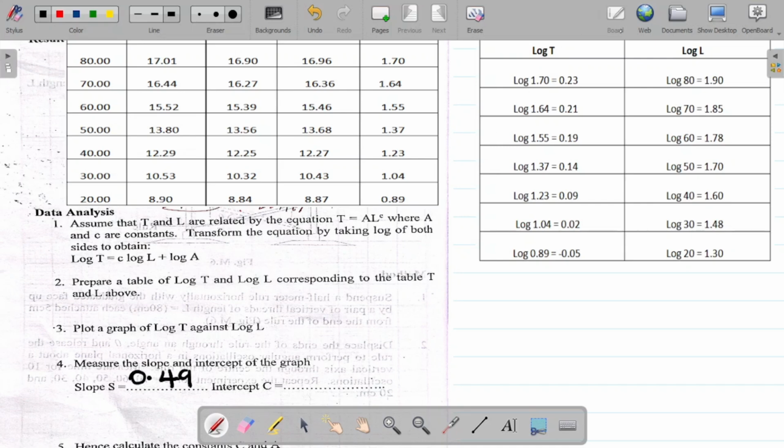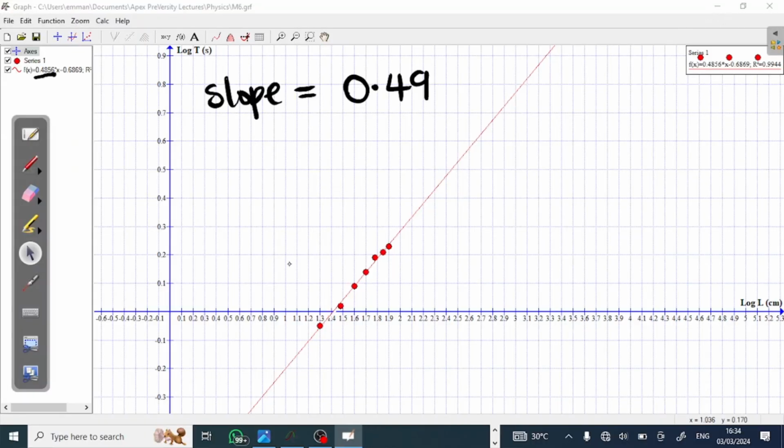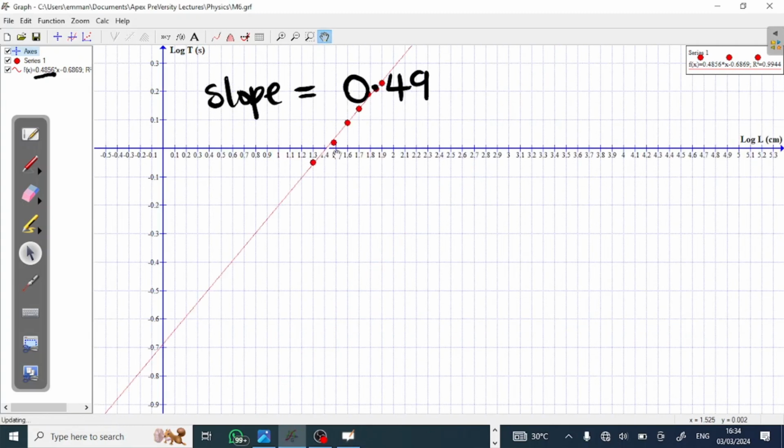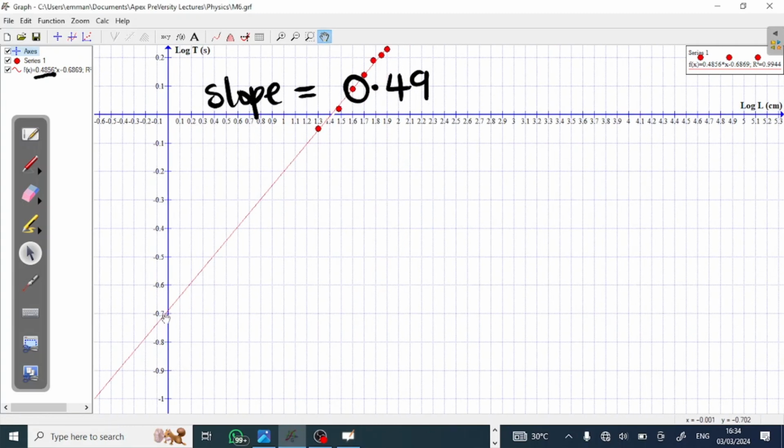Intercept C, the intercept will be the intercept on the log t axis. To get that value, I'll have to go down, so go down like this and see where it cuts the log t axis. That's this point here. So you read out what this point is on your graph.